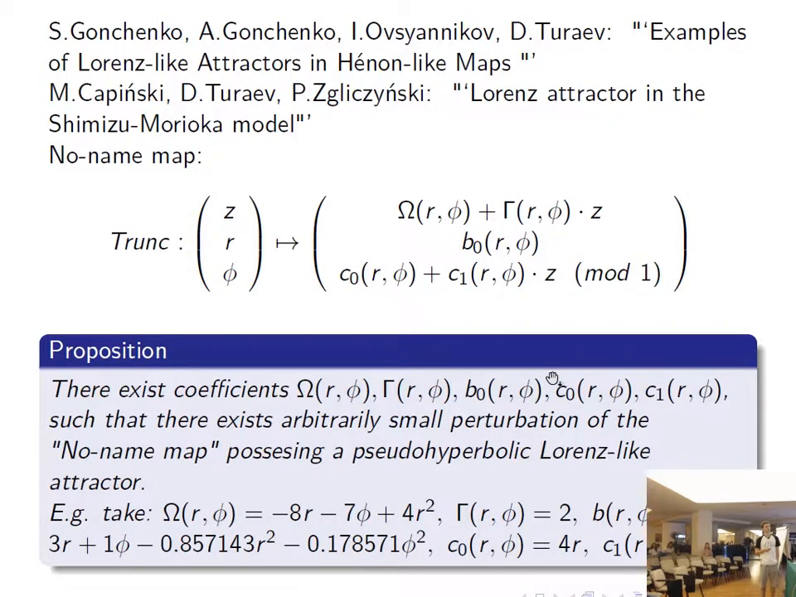So we ask ourselves, what can be the dynamics of such a map? It can be trivial, or it can be very complicated. There might exist a blender, for example. There might exist a pseudo-hyperbolic attractor, like a Lorenz-like attractor, and this is an example of coefficients you have to choose, and you can find a Lorenz-like attractor, which is just a simple application of the methods from these 2 papers.